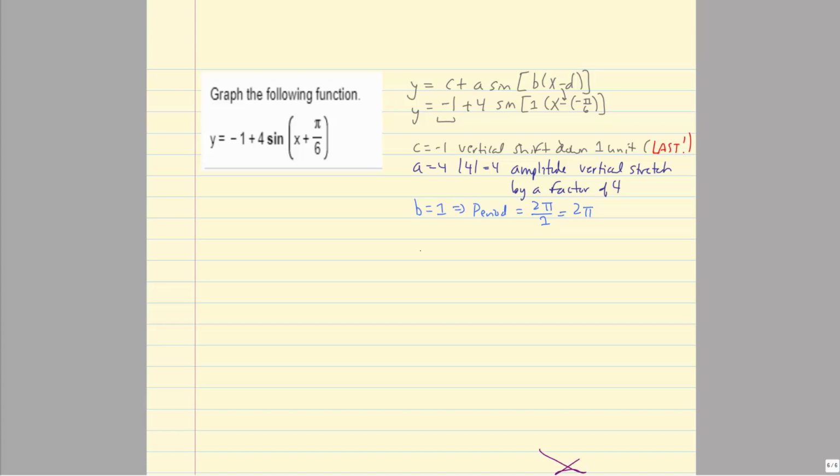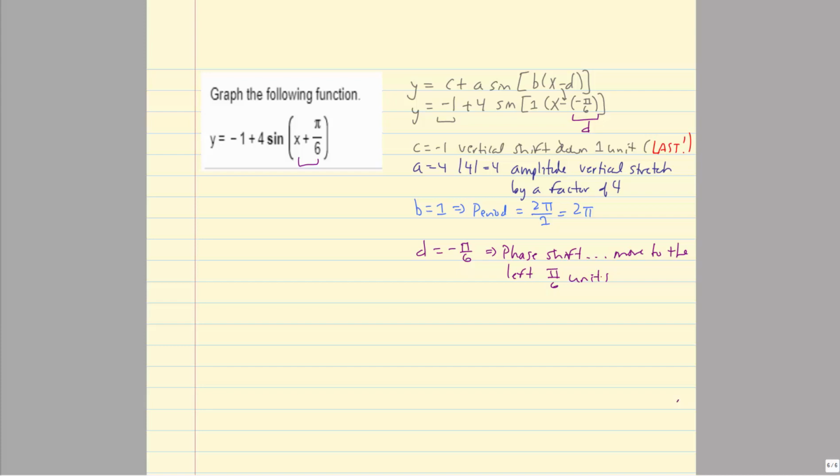And then lastly, I'll have this value for d is negative pi over 6. Now it's negative pi over 6 because this value right here was negative, minus a negative. So this is my phase shift. This means I'm going to move the entire graph to the left pi over 6 units. So remember here it was a plus pi over 6, but it's always opposite. So the opposite of plus pi over 6 would be a negative pi over 6.